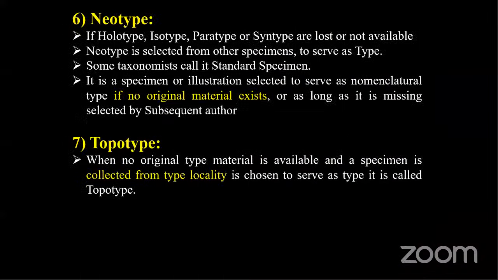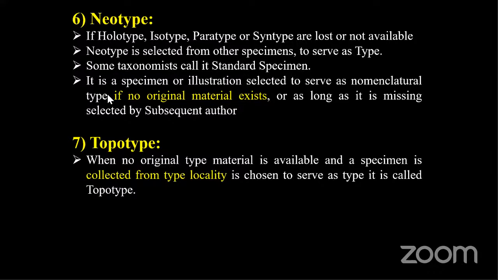Then neotype: if the holotype, isotype, paratype, or syntypes are lost, means the original author's collection is totally lost or destroyed, the neotype is selected from another specimen to serve as a type. Means in that particular case, if any author or the same author collected from different type localities, different specimens or different collections of herbarium specimens, but the plant is the same, in such a case it is commonly called a neotype. Neotype means a new specimen is submitted as a nomenclature type. In some taxonomies it is called a standard specimen.